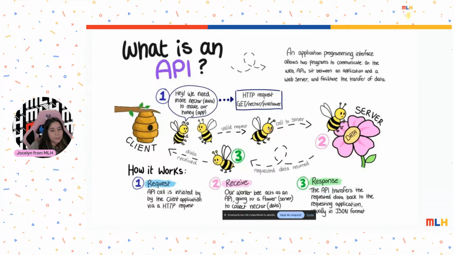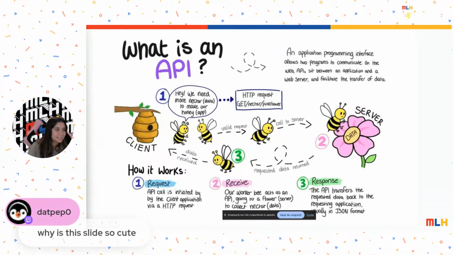So how it basically works is that we need a request. Someone needs to request the information that we want, and then we also want to receive. So the second step will be receive, and what we will be receiving is the data that we requested from a server that has all of the information that we need. And finally, we will be getting our response. The response is the one that will be given to our client, which in this case is a place where the bees live.